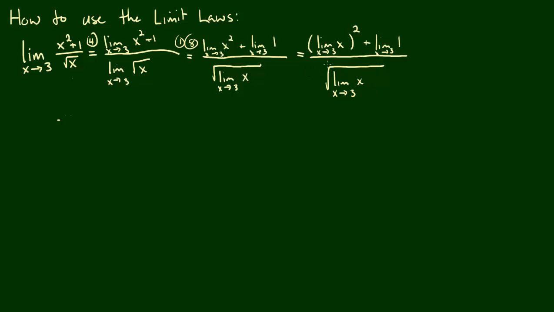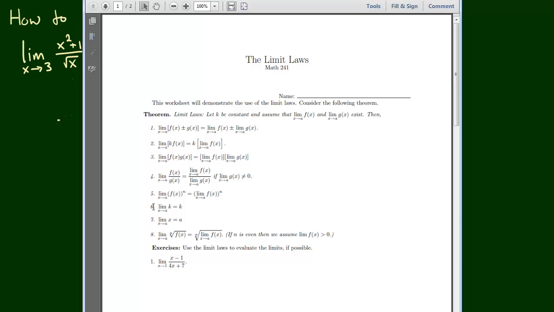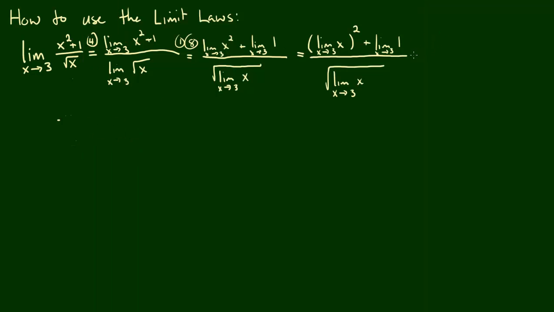So we're now ready to finish the job. You'll notice my limit is always sitting next to an x or it's sitting next to a constant. So this allows us to use 6 and 7. 6 tells us that if our limit is sitting next to a constant, that just transforms into the constant itself. And number 7 says if our limit's sitting next to the x, all of that transforms into whatever number the x is approaching. So let's go ahead and try it out.